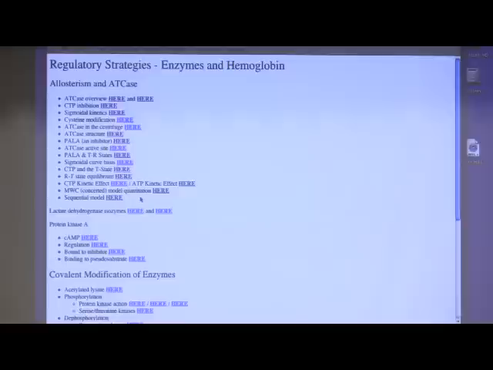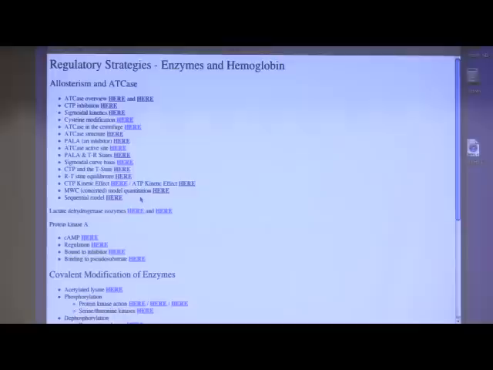So we've talked about allosterism. Allosterism was when a small molecule bound to a protein and favored the protein going more active or less active, that is, changing its activity. I said there were three mechanisms. The second mechanism we're going to talk about now is covalent modification.